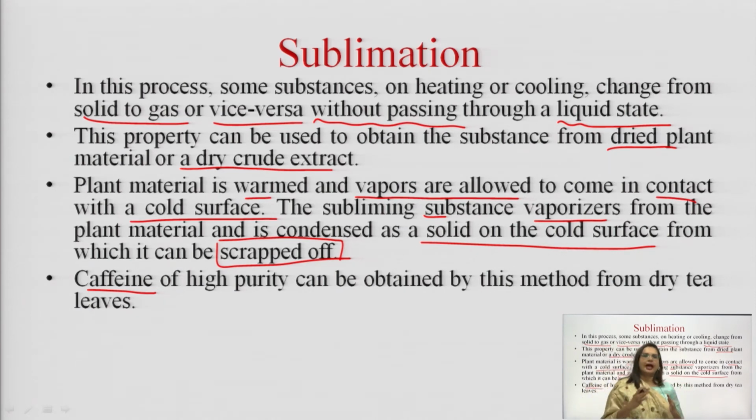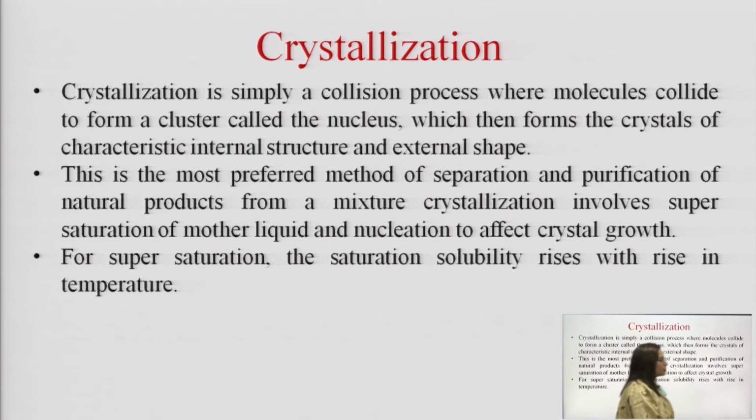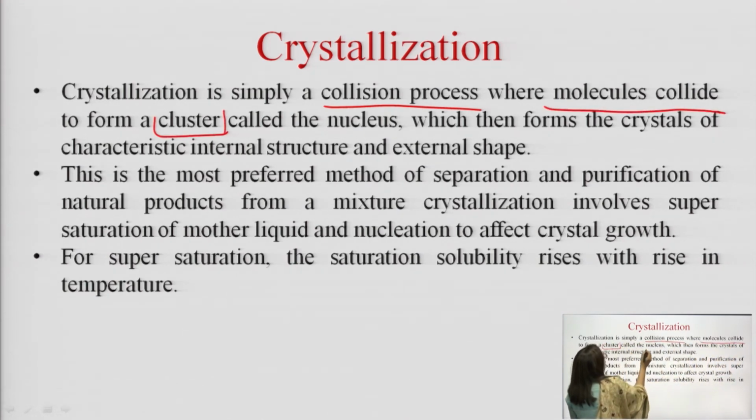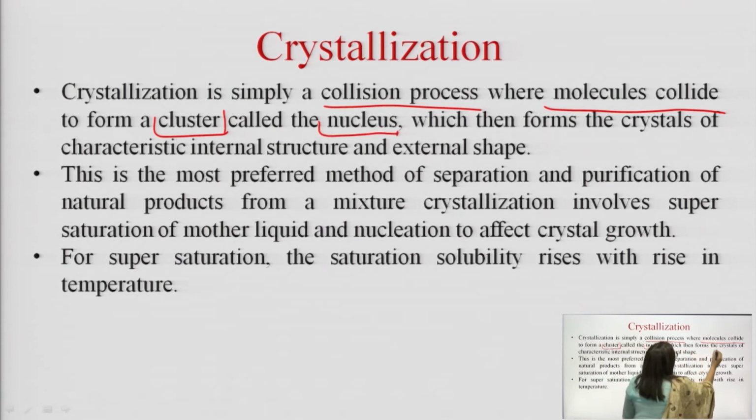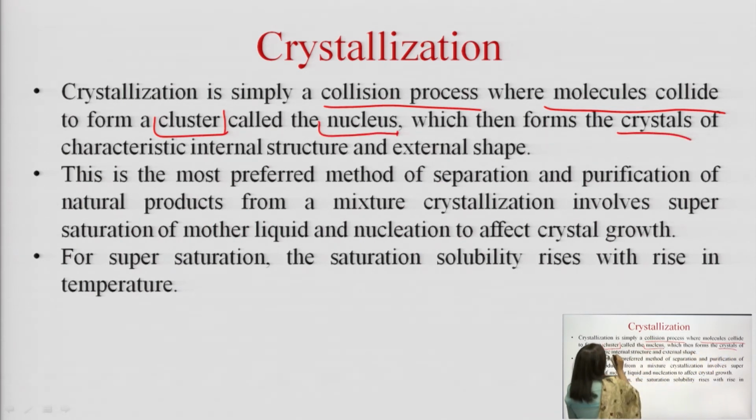The only thing is that it gets vaporized directly without coming to liquid phase, adheres to the glass surface, and once it adheres on cooling, it changes its state from gas to solid. It can be easily scraped off. Next is crystallization. Crystallization is simply a collision process where the molecules collide to form clusters called the nucleus, which then forms the crystals of characteristic internal structure and external shape.